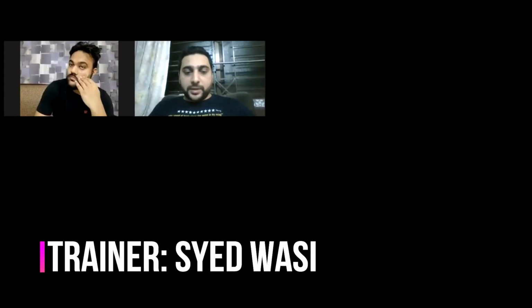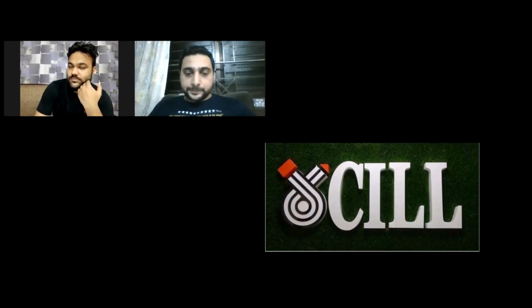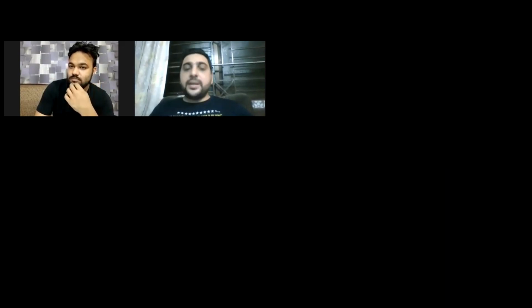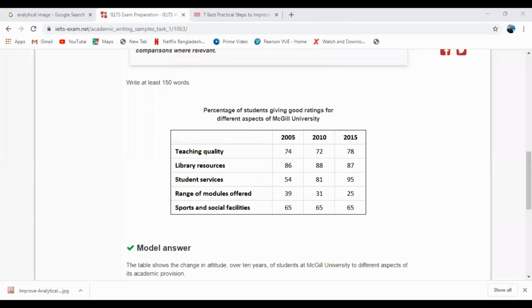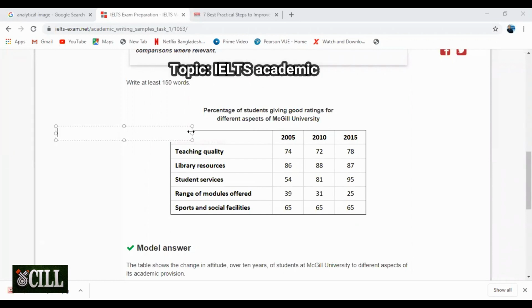Let's have a look at an image to analyze Task 1 and the things I've discussed so far. As I have mentioned, you must infer the meanings or the hidden information there. So can you see the table on the screen? Yes.